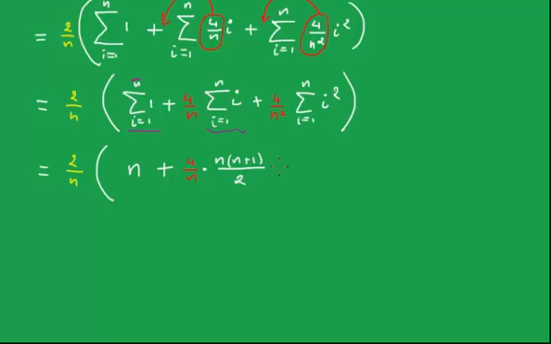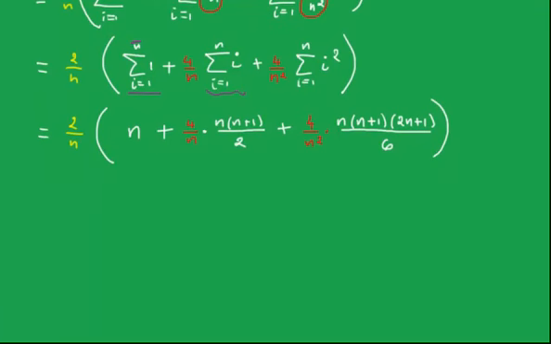And then we move on to the last term, plus 4 over n squared times n times n plus 1 times 2n plus 1 divided by 6. So now we don't have any sigma or i anymore. But now what I'm going to do is distribute the 2 over n, because it multiplies everything, to each term.